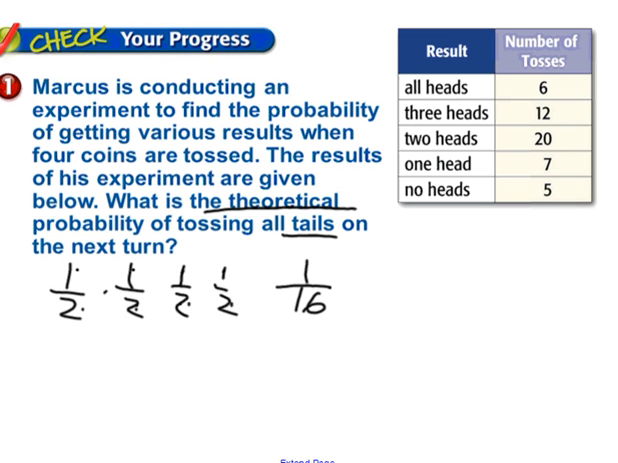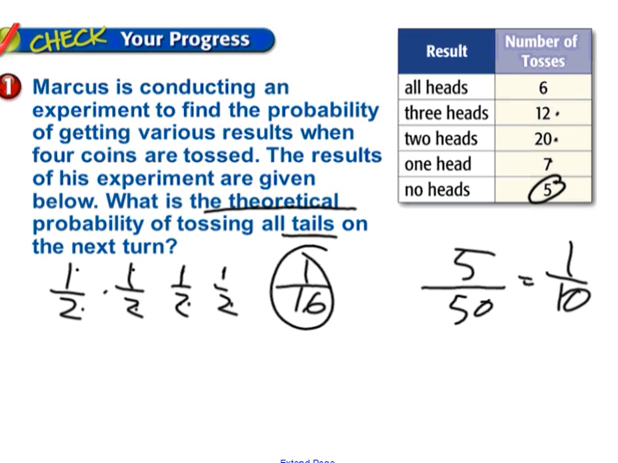If we look here, if we're tossing all tails, that would be no heads. So there would be 5 times in his experimental data, which would be 5 plus 7 is 12, plus 20 would be 32, plus 12 would be 44, plus 5, plus 6 would be 50. So we get 5 out of 50, or 1 out of 10, as our experimental probability. So 1 out of 16 and 1 out of 10. One's theoretical and one's experimental.